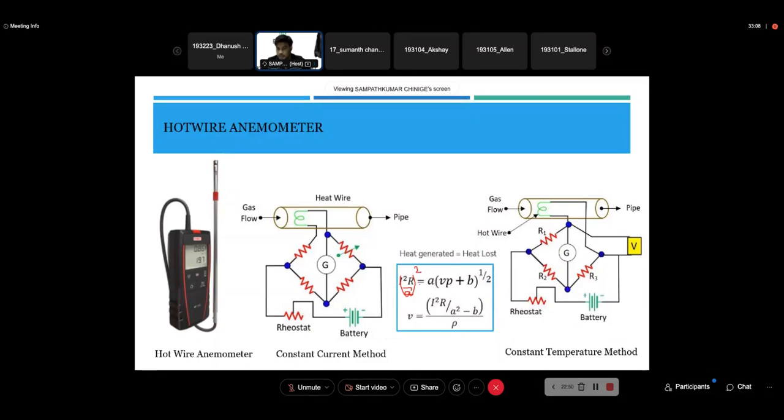Okay, and minus B by rho. So it will be I square R. This should be square. This should not be there. Okay, correct. So this is how in general you do your experiment when you do your research or when you go for higher studies. This is how you have to first find the constants, and then you can suitably find out with the help of velocity.